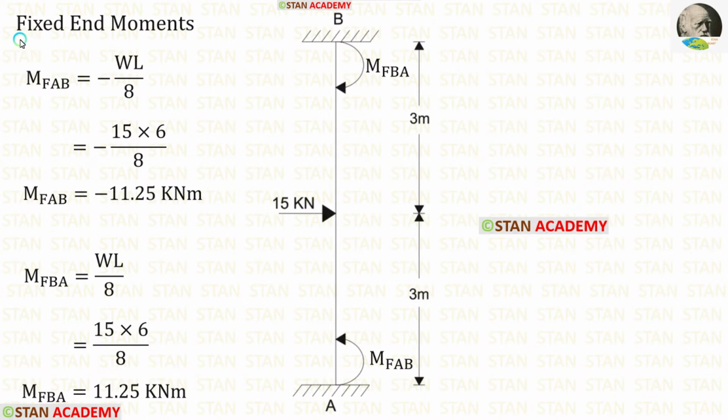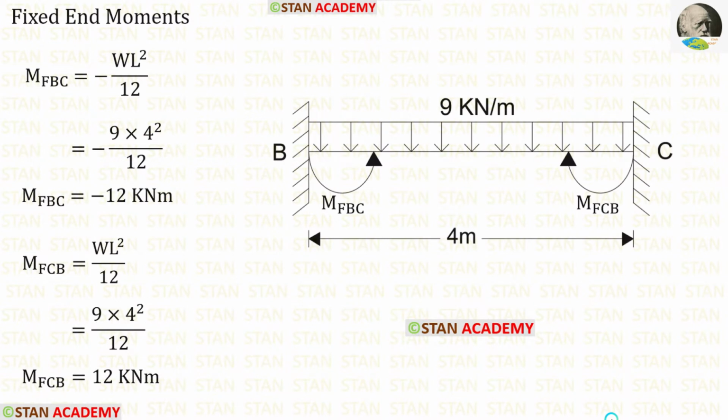Now let us find the fixed end moments. First, let us find them in the column AB. In the column AB, there is a point load 15 kN acting in the center. The formulas to find the fixed end moments are minus WL upon 8 and positive WL upon 8. Here W is 15 and the length is 6. When we apply the values in the formulas, we are getting M of AB and M of BA.